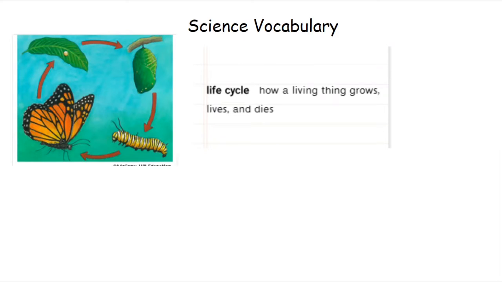The life cycle of a person would be that you are born as a baby, then you become a toddler, then you become a child, then you become a teenager, and then you become an adult.